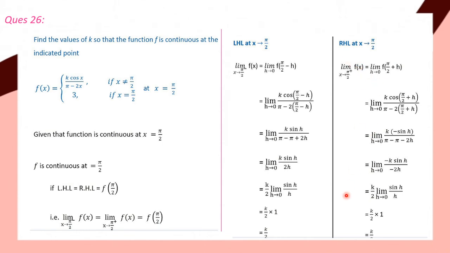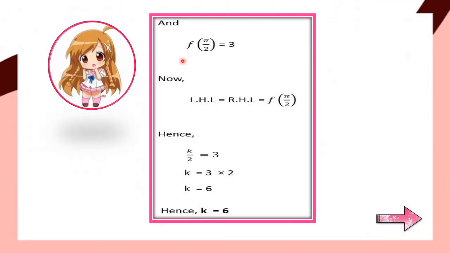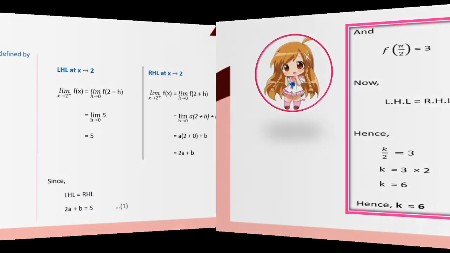Same way we will calculate the right hand limit. Here also we'll get the value of the right hand limit as k by 2. Now let's check the value of the function at pi by 2. It is 3. They all should be equal. So k by 2 should be equal to 3. So definitely k should be equal to 6.